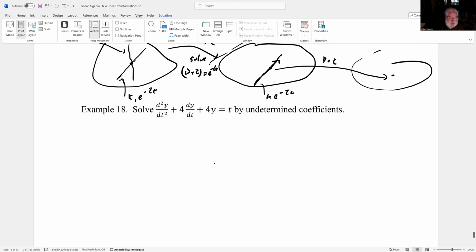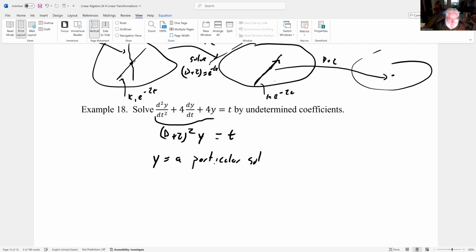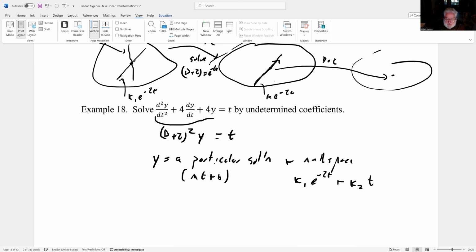And so if we solve this, note that this is d plus 2 squared, y equals t. And so the solution will be a particular solution, which is going to be of the form mt plus b, plus the null space, which is k1 e to the minus 2t plus k2 t e to the minus 2t. And that ends up linear algebra for the moment.